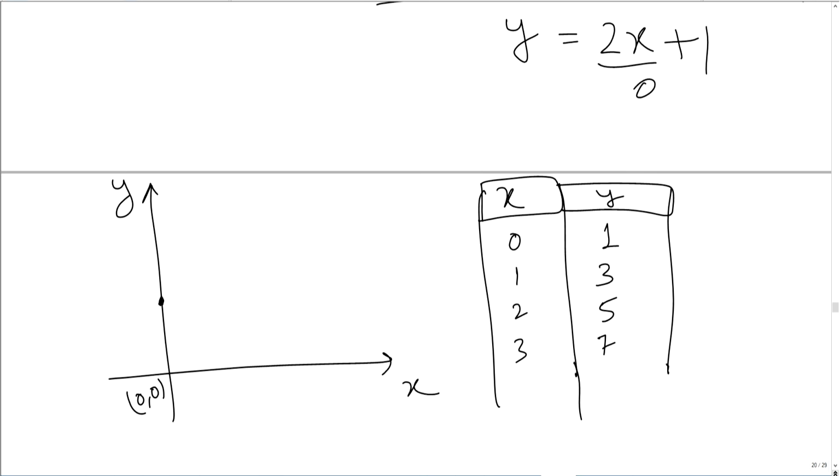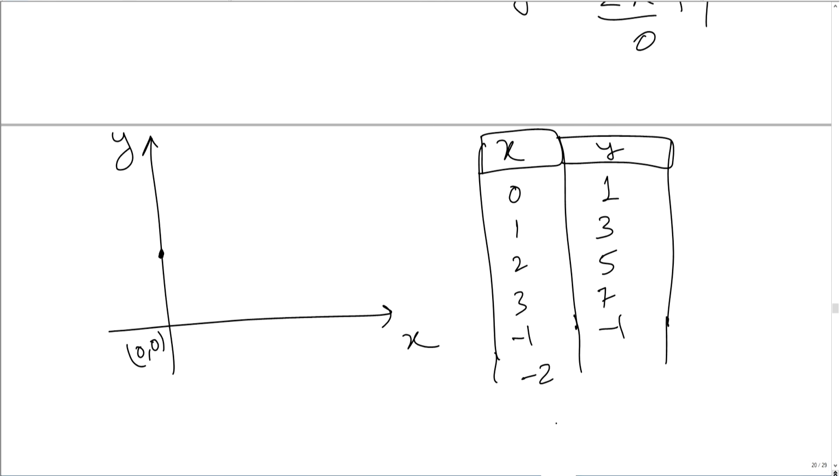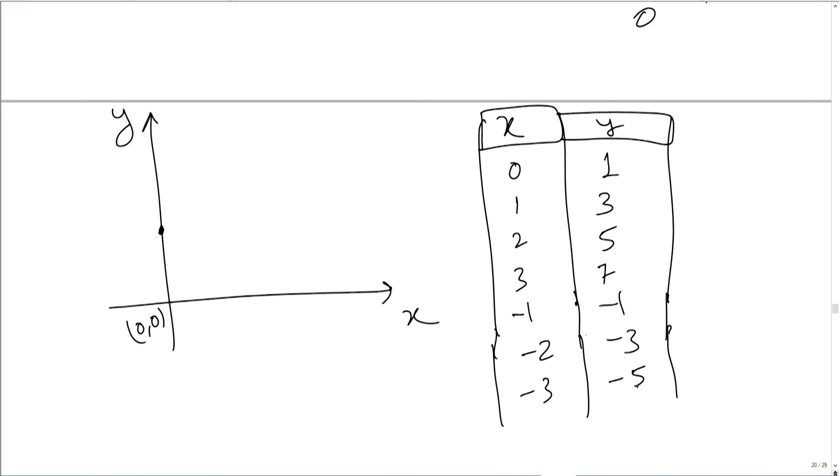Let us see how it would change if we go in the negative direction. Let's say x is minus 1, then y would be minus 2 plus 1, which is minus 1. If x is minus 2, y would be minus 4 plus 1, which is minus 3. If x is minus 3, then y would be minus 5. So as x becomes more and more negative, y also becomes more and more negative. That's the kind of relationship they have, right?